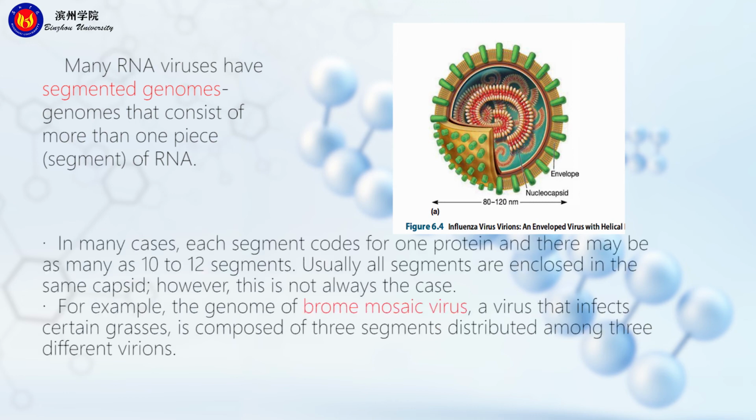In many cases, each segment codes for one protein, and there may be as many as 10 to 12 segments. Usually, all segments are enclosed in the same capsid. However, this is not always the case. For example, the genome of Rome mosaic virus. It is a virus that infects certain grasses. It is composed of 3 segments distributed among 3 different variants.